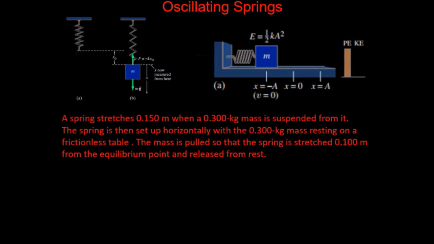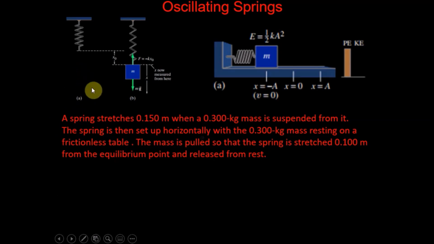Let's take a look at a system of oscillating springs. So this is really looking at some of the material we saw in Oscillations 1 in the previous set of slides. Here, a spring stretches 0.15 meters when a 0.3 kilogram mass is suspended from it.